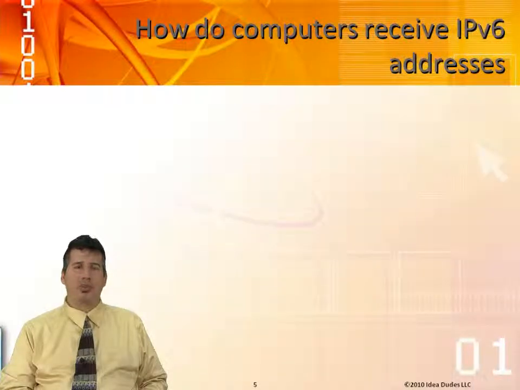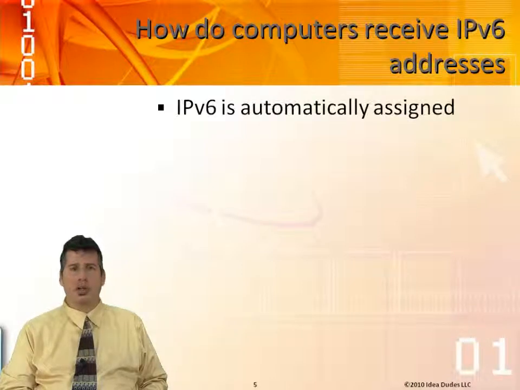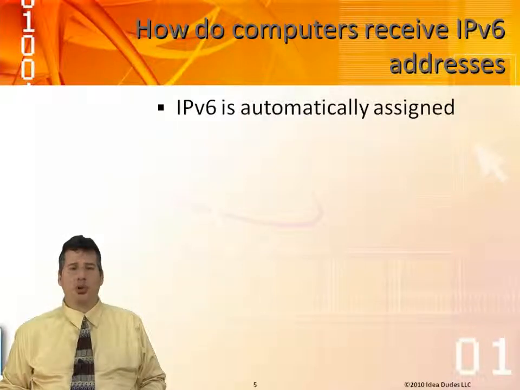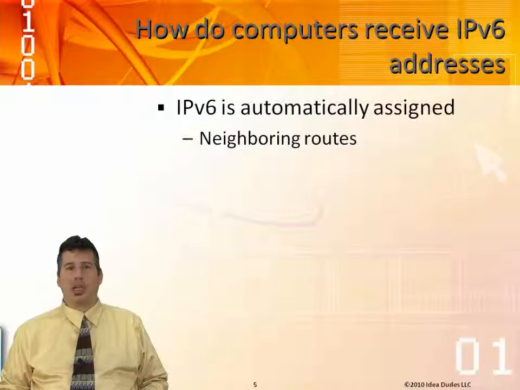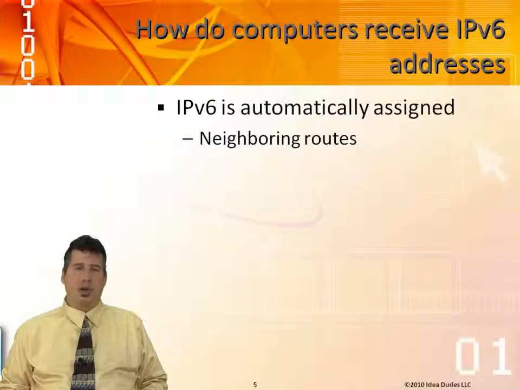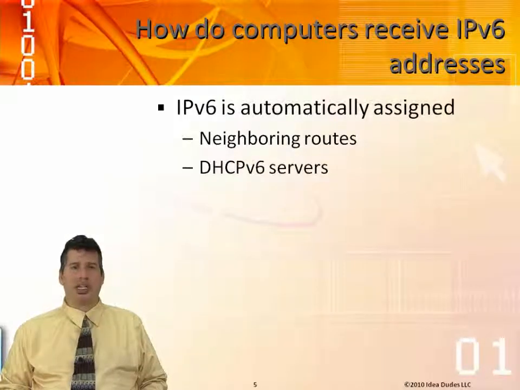So how do computers receive IP version 6 addresses? Well, they're automatically assigned, so there's really no physical configuration that we have to do. Now, we can do a manual IP version 6 address, but it's pretty cumbersome to come up with. What it does is it discovers the neighboring routers, so it's all automatically routable. We can also use DHCP version 6 servers, so we can put a scope of IP version 6 addresses on a DHCP server.